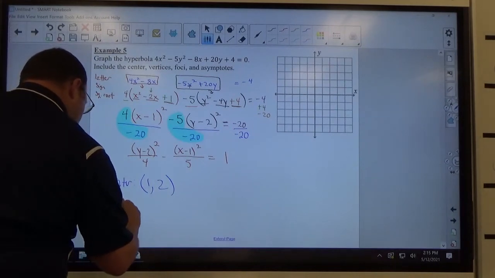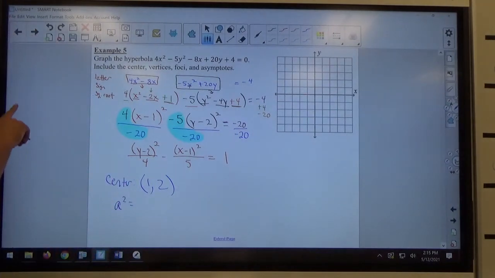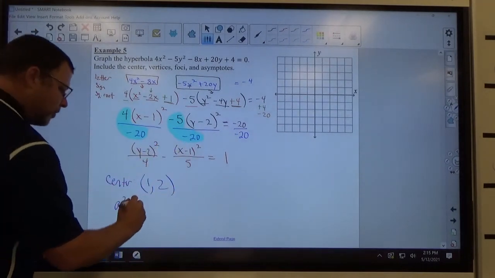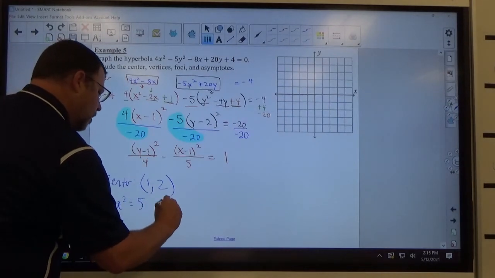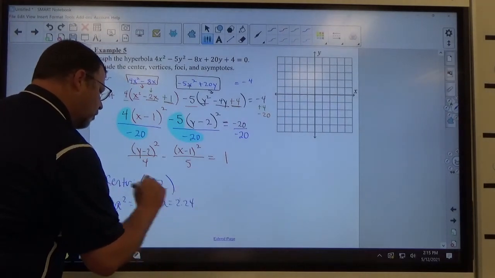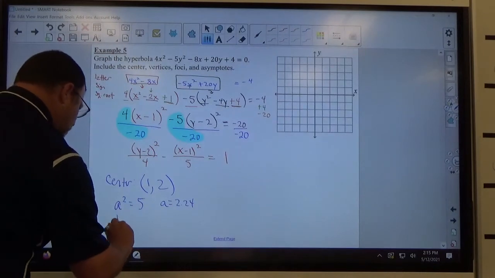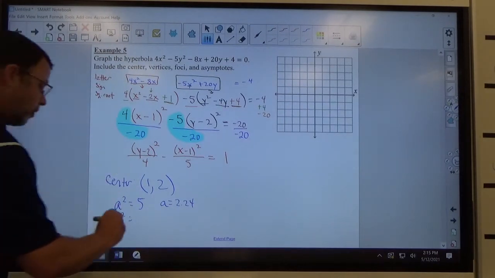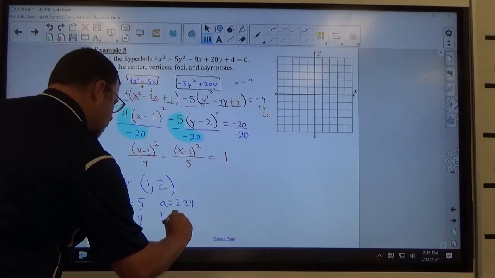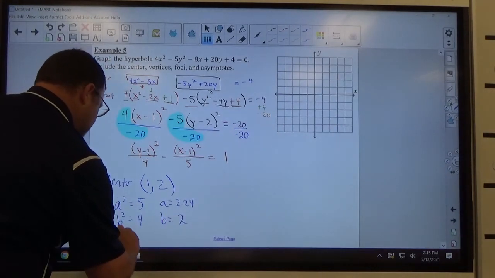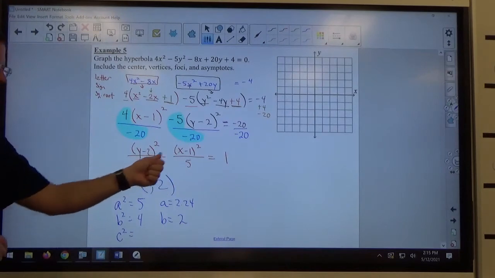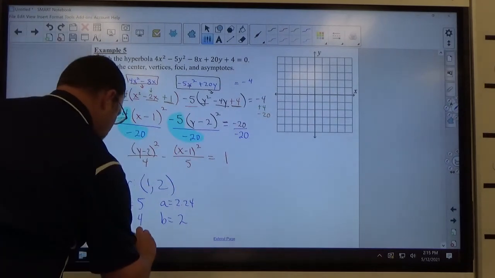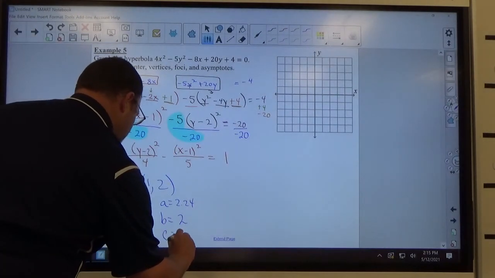Where is A squared always located? Under X. X is over here, so A squared is 5, which means A is equal to the square root of 5, which is 2.24. Where is B squared always located? Under Y. And Y is here, so B squared equals 4, which means B is equal to the square root of 4, which is 2. And c squared is just the sum of these two numbers. We add them up, 4 plus 5 is 9, which means c is equal to 3.